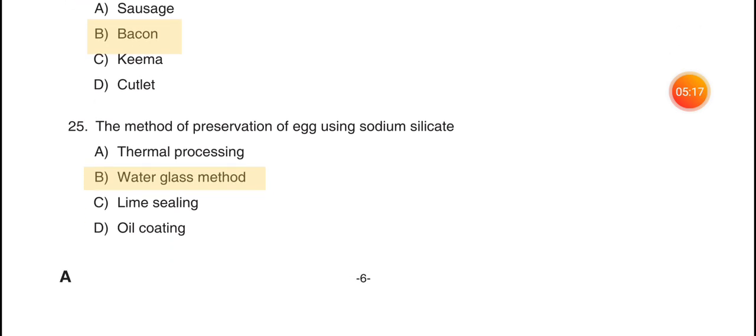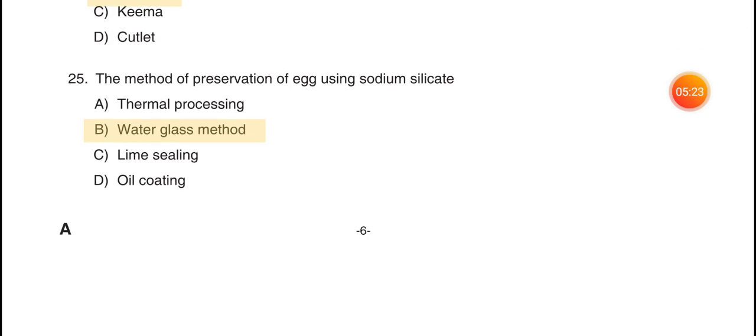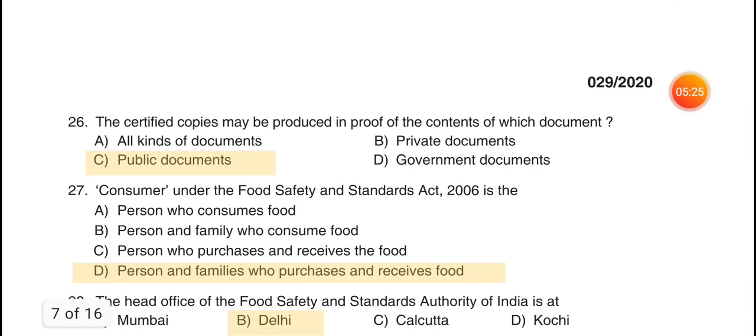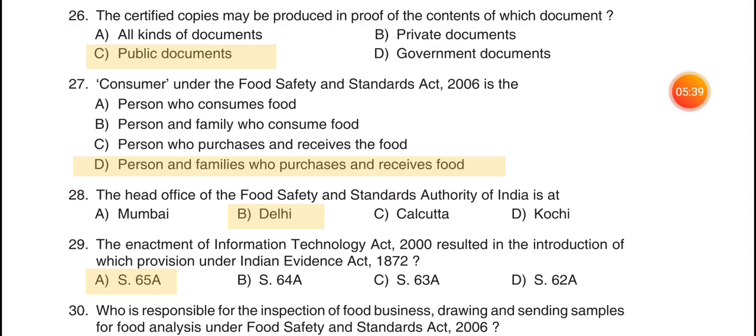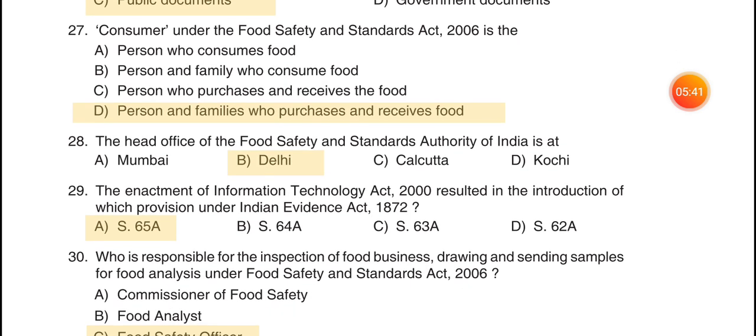24. A cured meat product. B. Bacon. 25. The method of preservation of egg using sodium silicate. Option B. Water glass method. 26. The certified copies may be produced in proof of the content of which document? Option C. Public document. 27. The consumer under the Food Safety and Standard Act 2006 is the option D. Person and families who purchases and receive food.